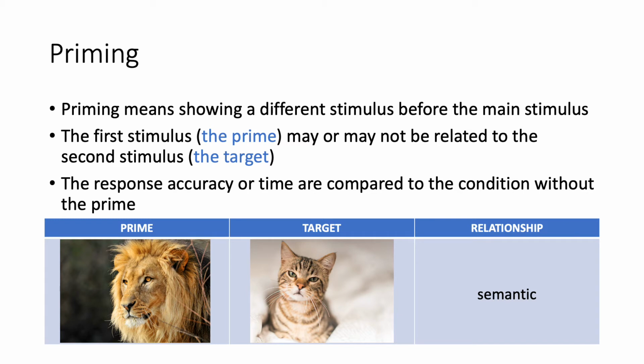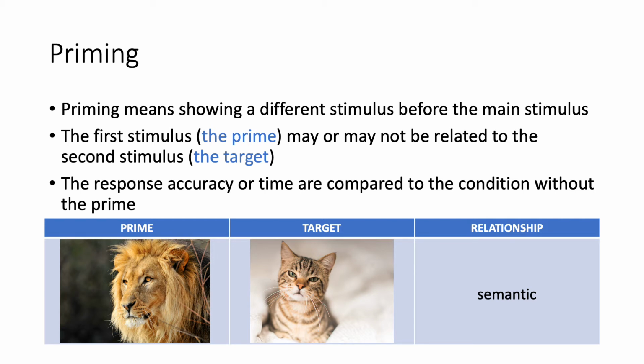In the table, you have an example of semantic priming. The prime is a lion, which is semantically related to the target, the cat. So participants would be shown the image of a lion and then shown the image of a cat and asked to decide what it is, to either name the item or to decide something about it.